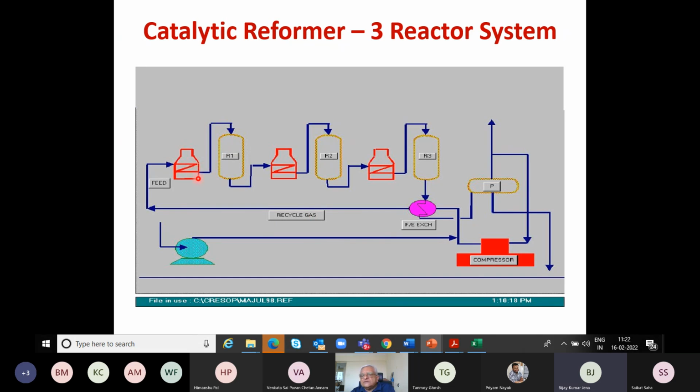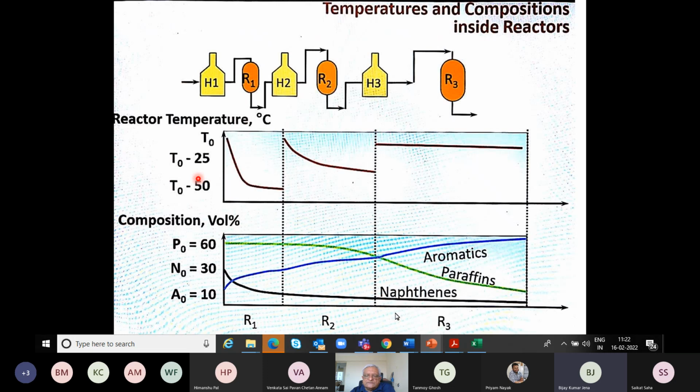So the hydrogen is present in order to make sure that the partial pressure of hydrocarbons is kept low, and so that the cracking is suppressed. As far as the three reactors are concerned, this is how they operate. The first reactor, as you can see, what you see on there are two graphs here. The first graph is the reactor temperature.